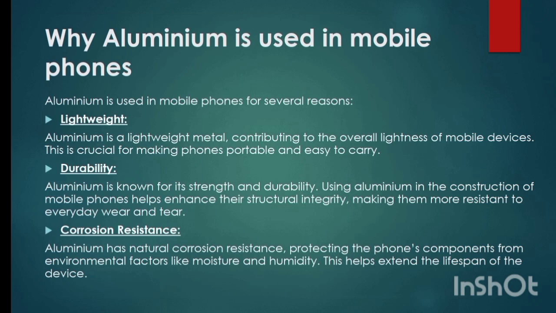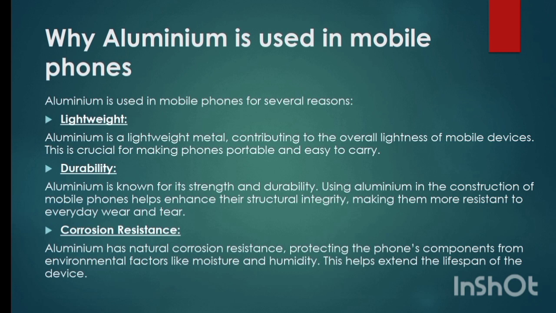And why is it used in mobile phones? Aluminium is used in mobile phones for several reasons. Number one is its lightweight nature. Aluminium is a lightweight metal contributing to the overall lightness of mobile phones. It is crucial for making mobile phones portable and easy to carry.